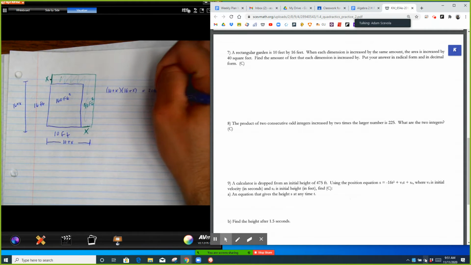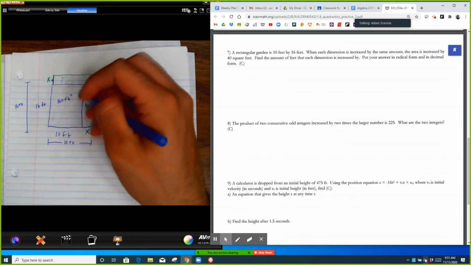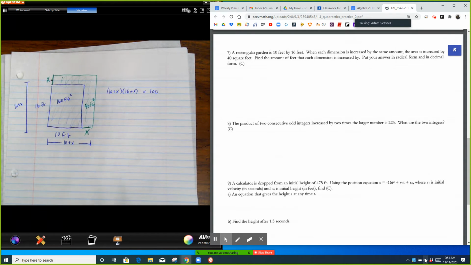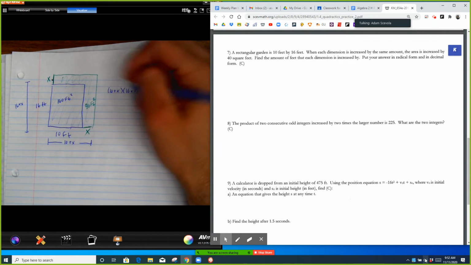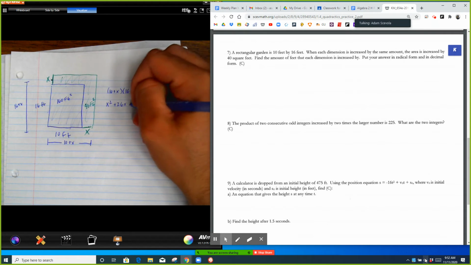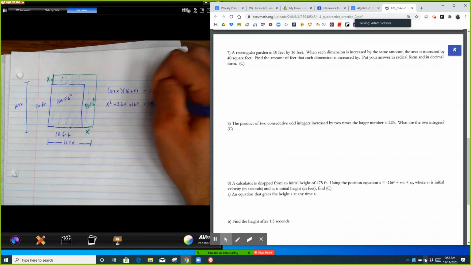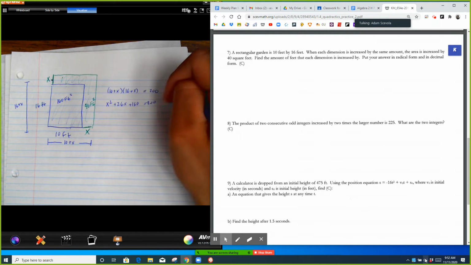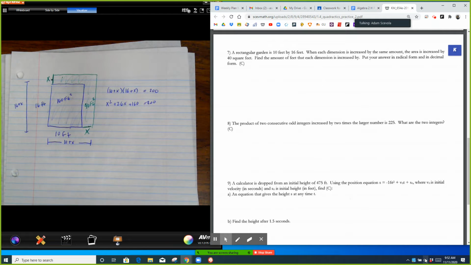So I'm going to solve this by hand and then put my answer in the calculator to see what the decimal form is. When I FOIL this out, I get x squared, 16x plus 10x is 26x, plus 160 is equal to 200. Then I'm going to complete the square because it's good practice. Also, when you have a 1 in front of x squared and you have an even b, so 26 is even, completing the square is actually pretty easy.